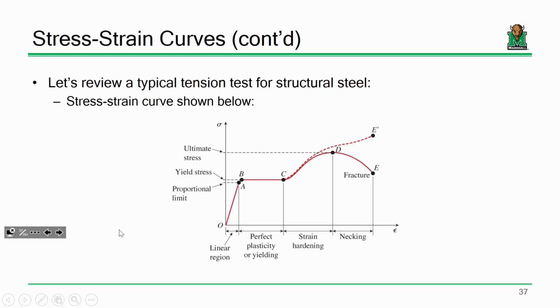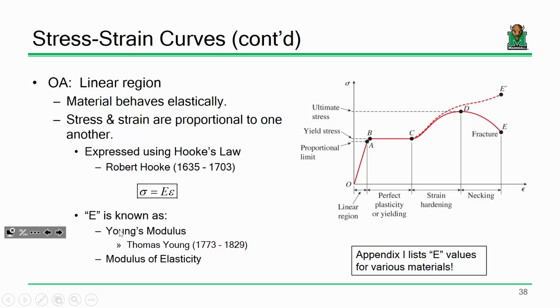All right, so we're going to take a typical tension test for structural steel, and I've broken it down into various points of importance. We're going to take each one of these points one at a time and try to explain what happens as we take this piece of material and yank on it, from beginning to end. So let's start off with the very first region.